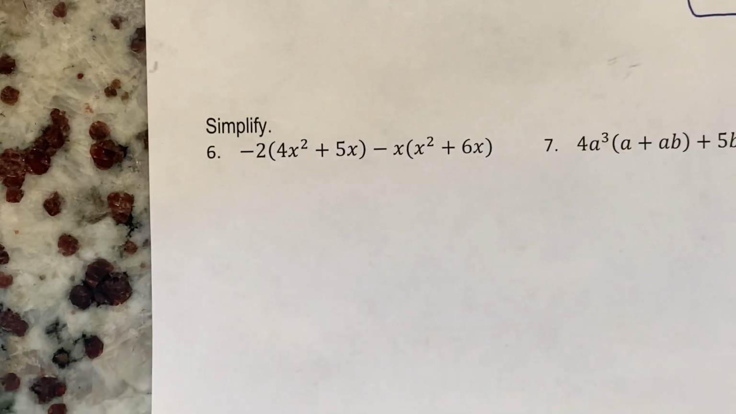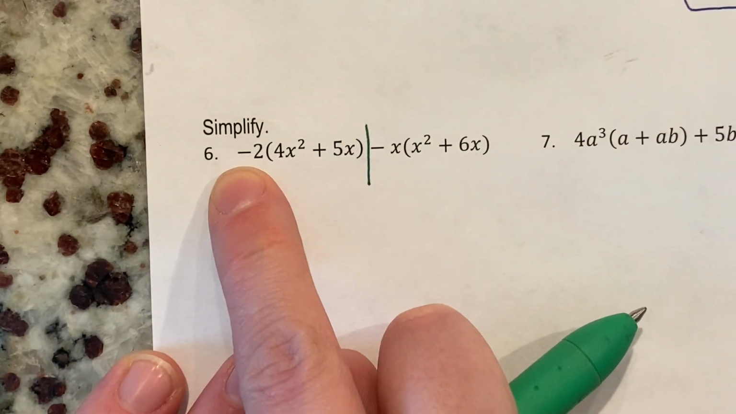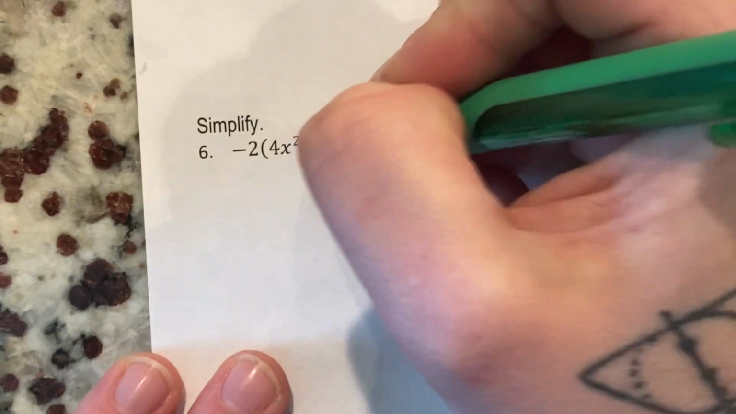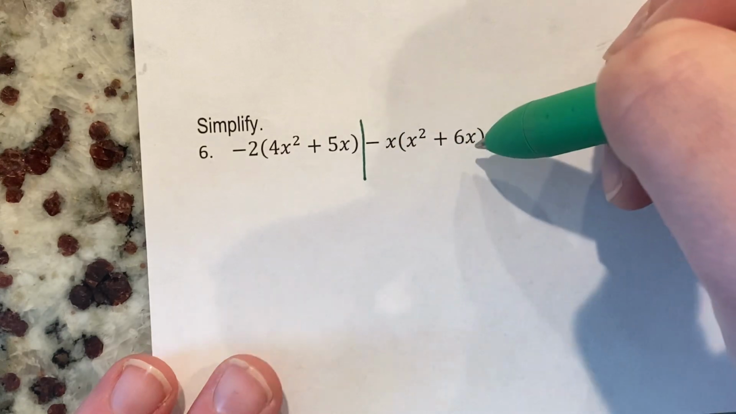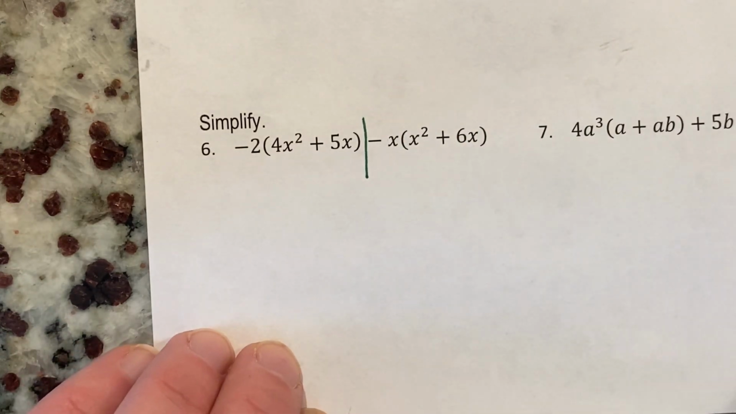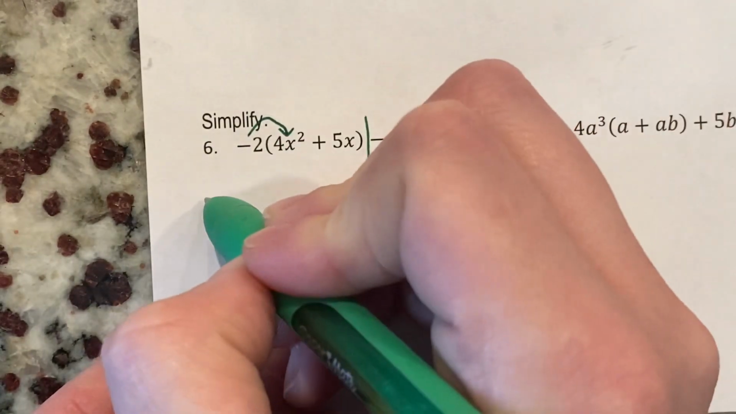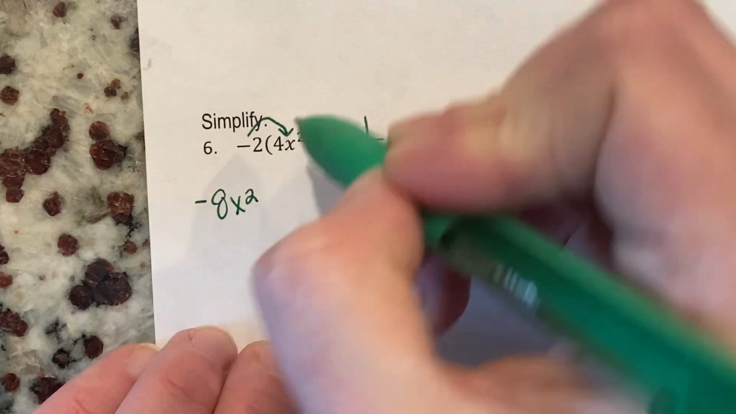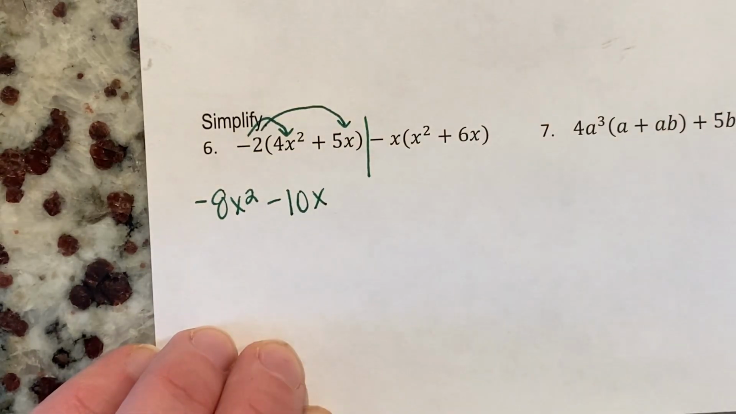All right, number 6, we're going to do the same thing. So we have two things going on here. We have -2 being multiplied through this parentheses and -1x times this parentheses. So we're going to do two separate things and see if we can add anything together. So here I have -2 times 4x squared, so that's -8x squared. -2 times 5x, which is -10x.